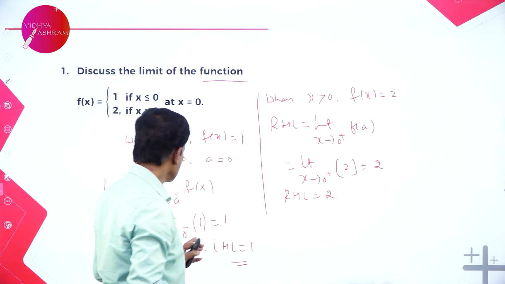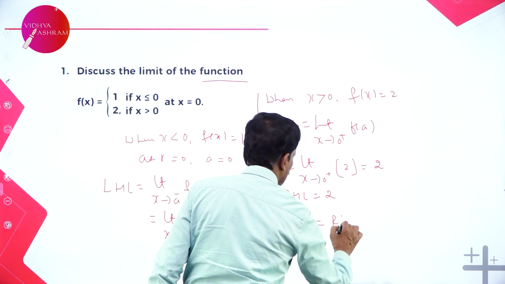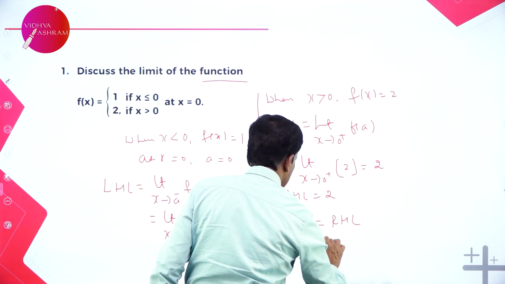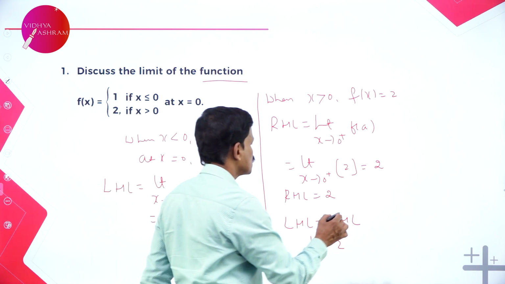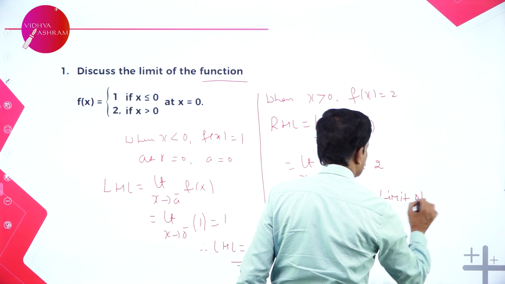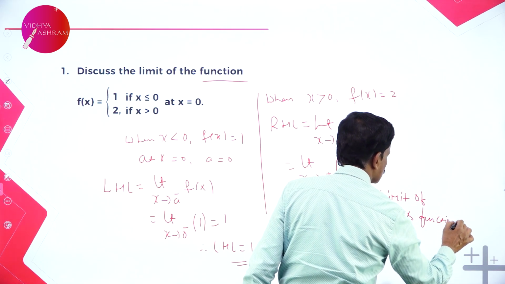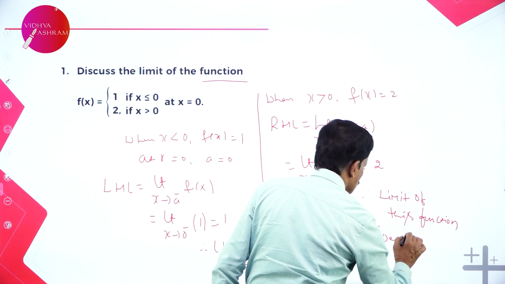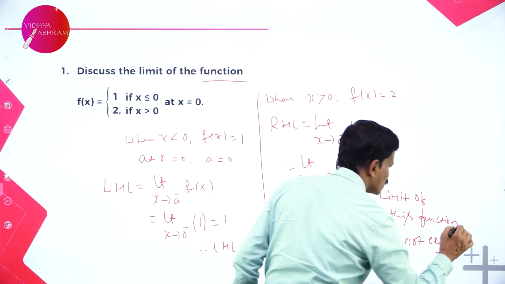So what do you say? Check whether the left hand limit and right hand limit are equal. The left hand limit and right hand limit are not equal, 1 is not equal to 2. That means the limit of this function does not exist. So therefore the limit of this function does not exist.